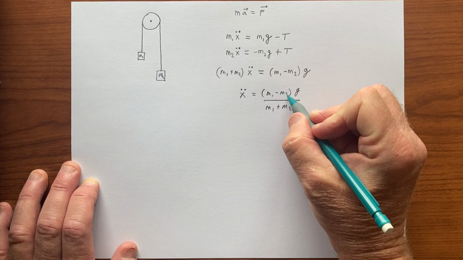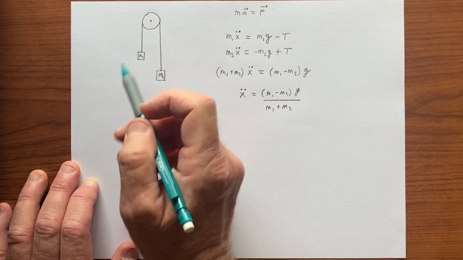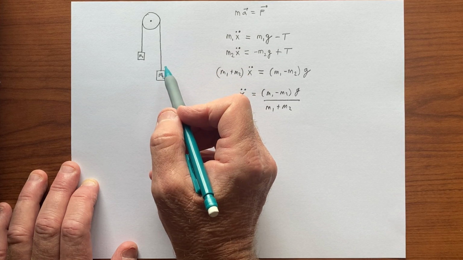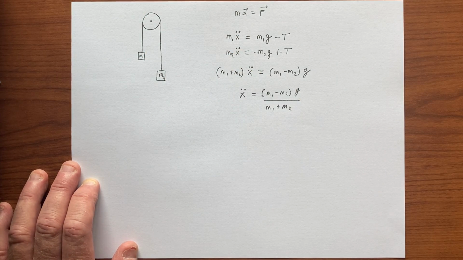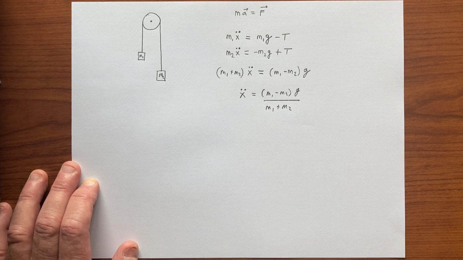So if m2 is greater than m1, we have a negative acceleration, which is compatible with clockwise. That would be a clockwise acceleration, which would come in negative given our convention. So now let's look at this from a Lagrangian perspective.